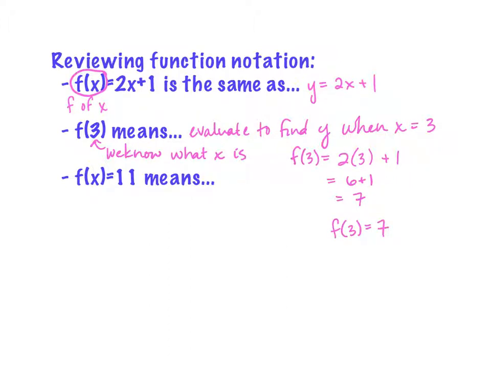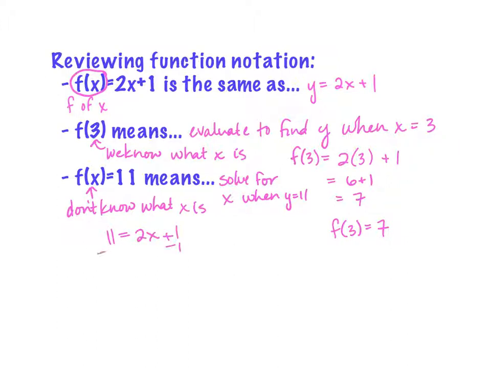Now, when I have f of x, that means that I don't know what x is. And so what I'm looking at is solving for x when y equals 11. So what that would look like is 11 equals 2x plus 1. Subtract 1 from both sides. It's got 10 equals 2x. Divide by 2. So x equals 5.